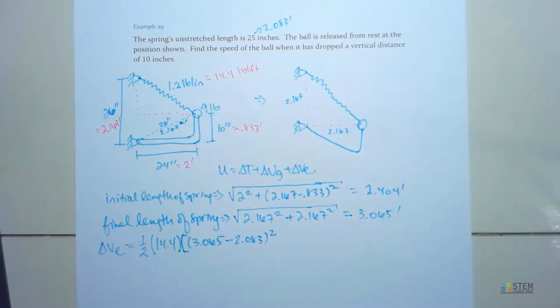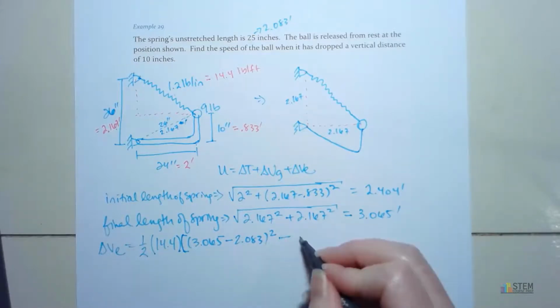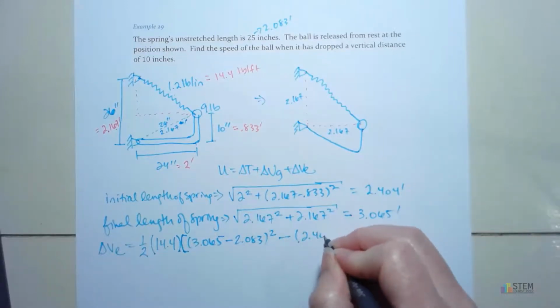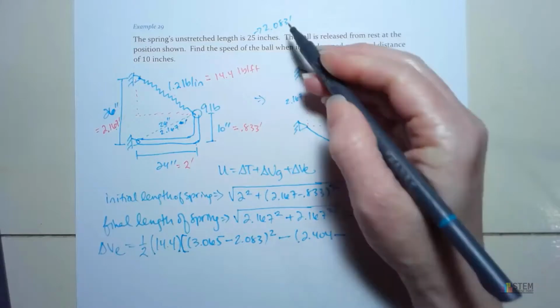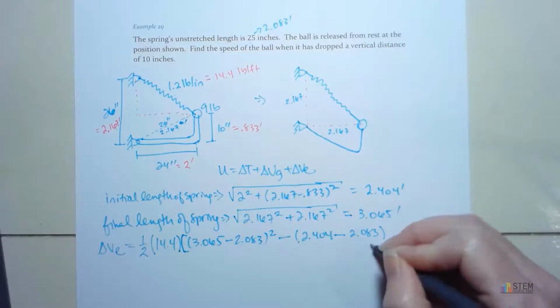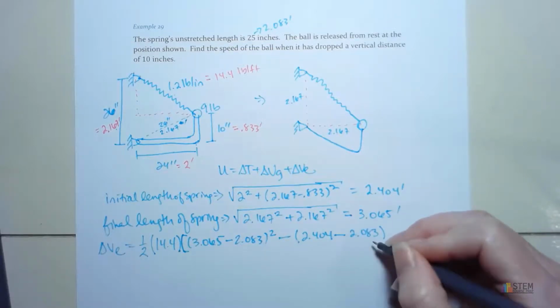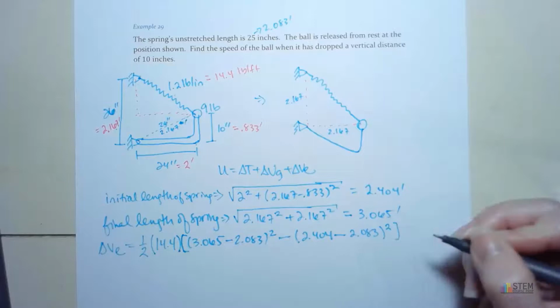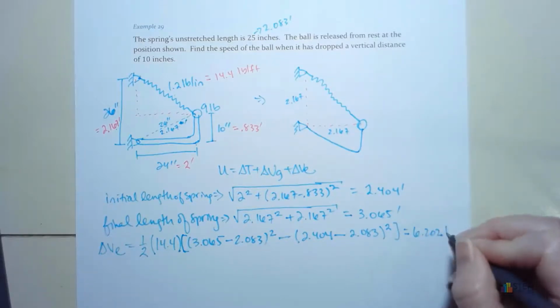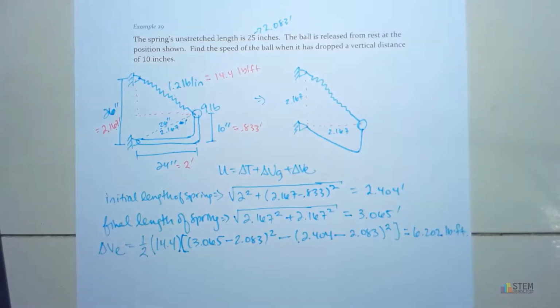All right, so subtract those and then we square it. And then we're going to do the same thing for the initial length. So here was the 2.404, and then now subtract the 2.083. So that gives us the initial stretch in the spring, which is what we want. Square that and then close that bracket. And this gives you 6.202 foot-pounds.